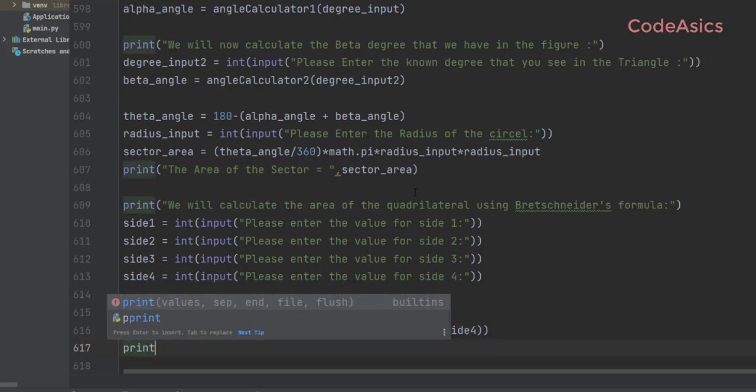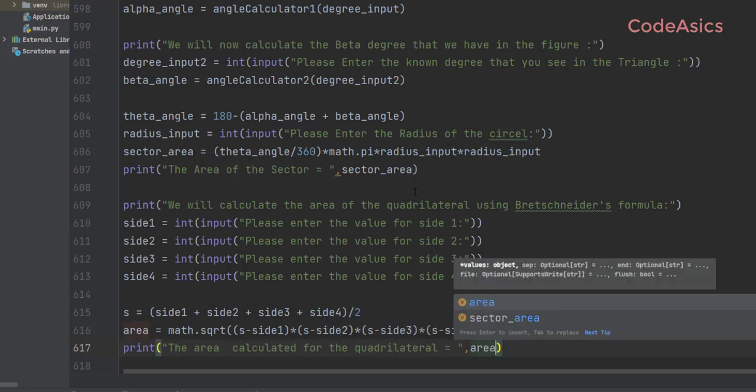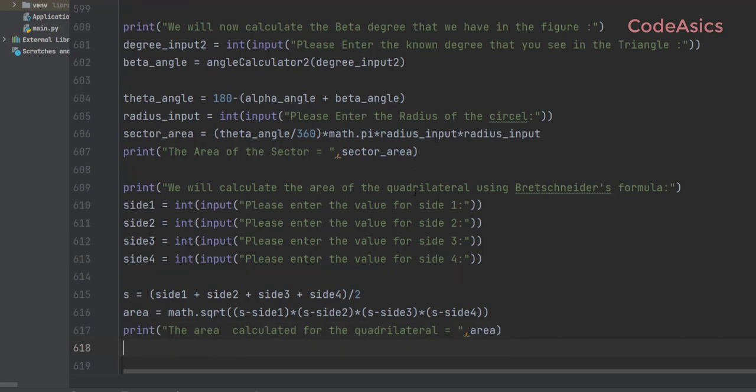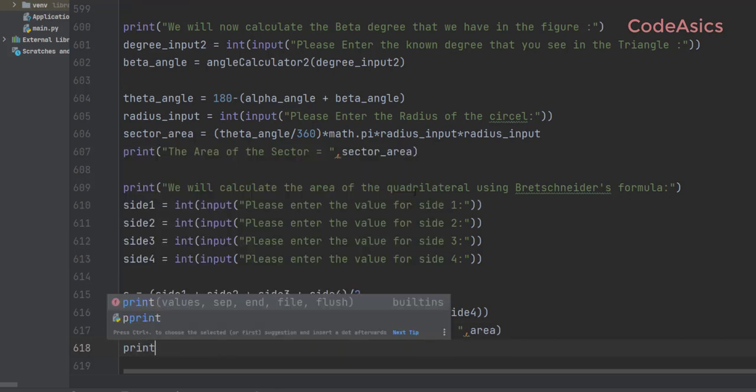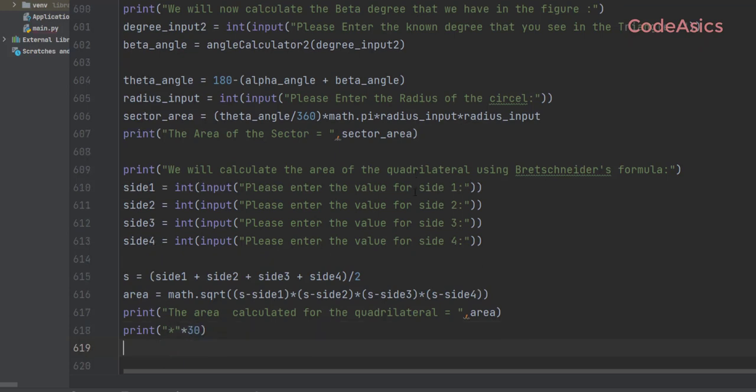In fact, you can print the area calculated. I can say the area calculated for the quadrilateral is equal to area. That's a variable name, right? Now we need to calculate the required area. So probably we can say print an asterisk and then give a pattern, say 30. There'll be a demarcation line.